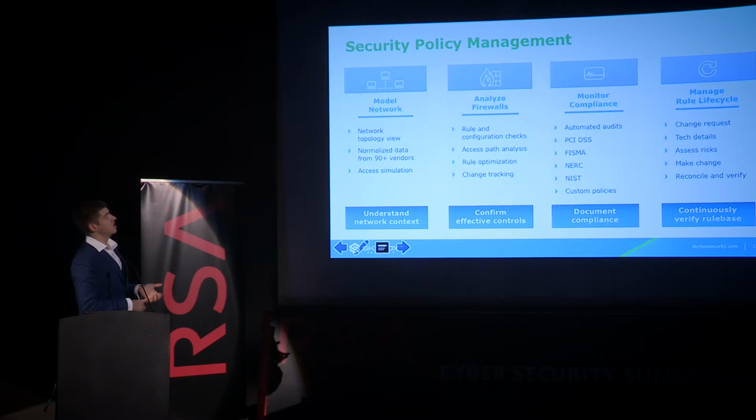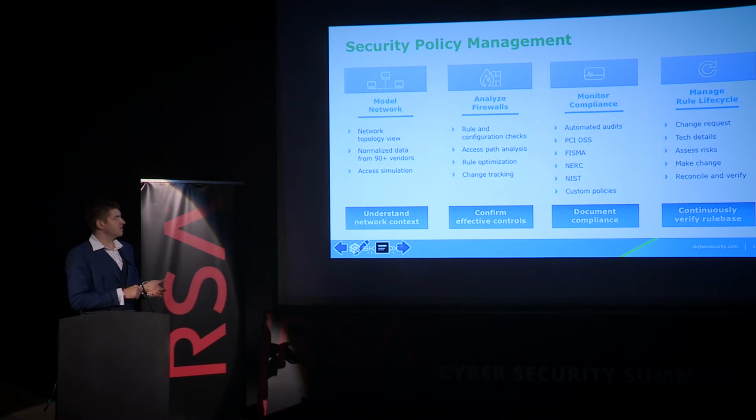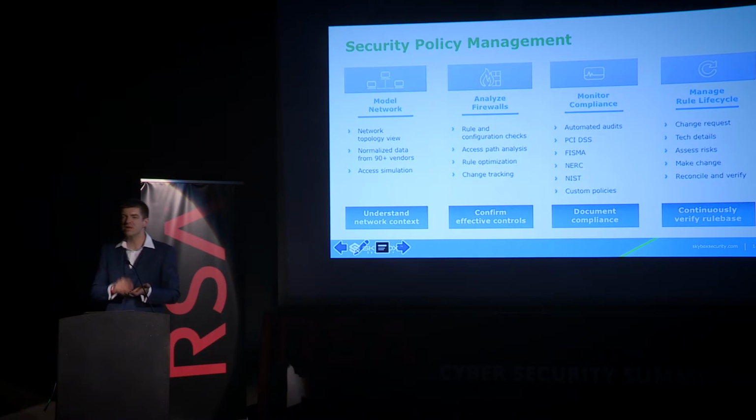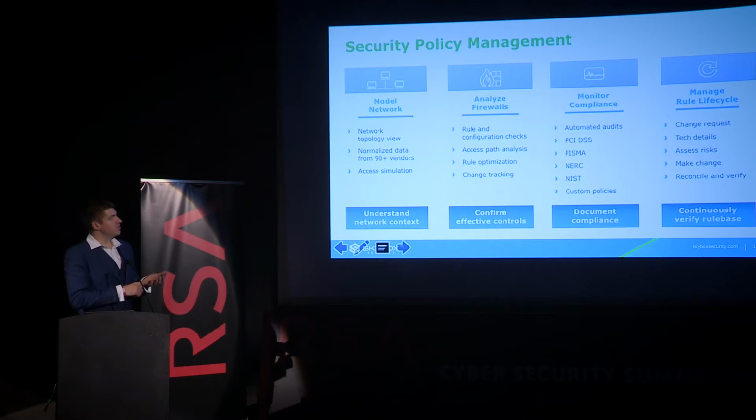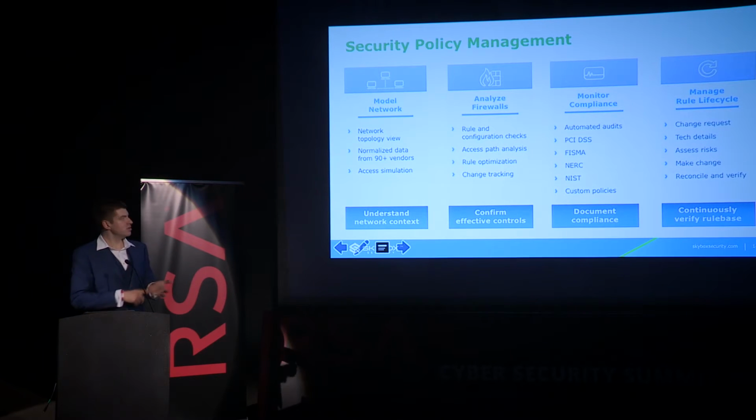So some customers tell us, okay, we have no clue what the network looks like, right? So we help them understand network context. We normalize data from more than 90 vendors. As I said, we don't care what technology you use. In very rare exceptional situations, we find some devices which we don't support and cannot bring into the model. But they're not very common. Then, once we analyze the model, we move into rule and configuration checks on the firewalls. If they're well configured, we do access path analysis.